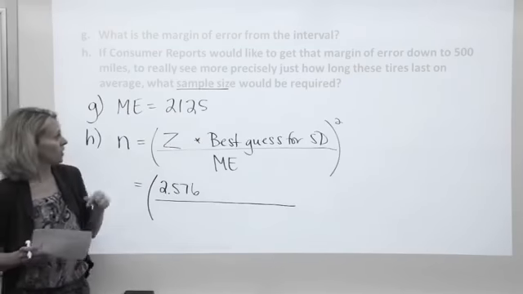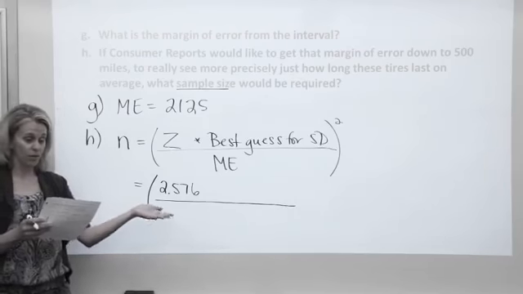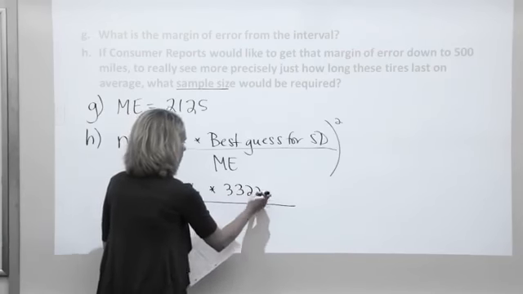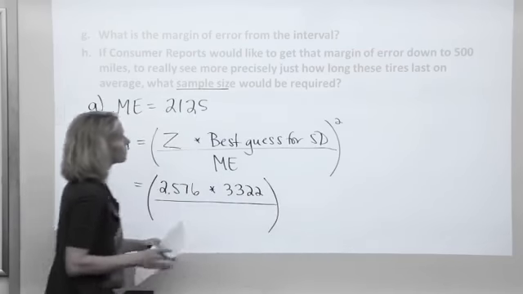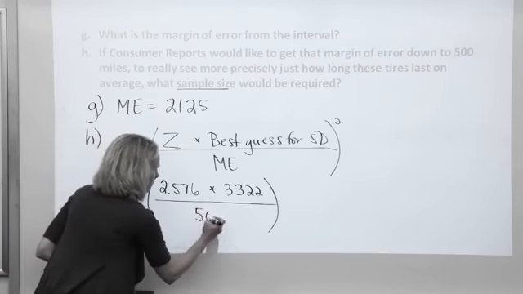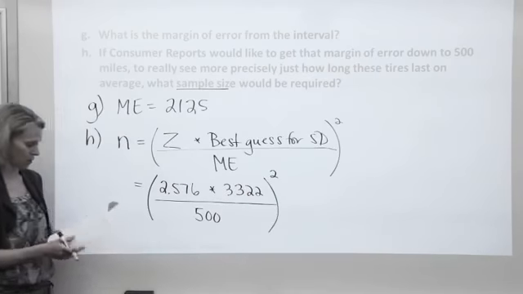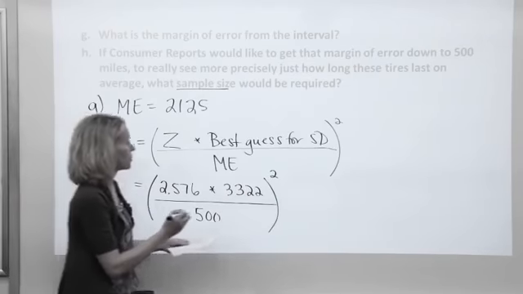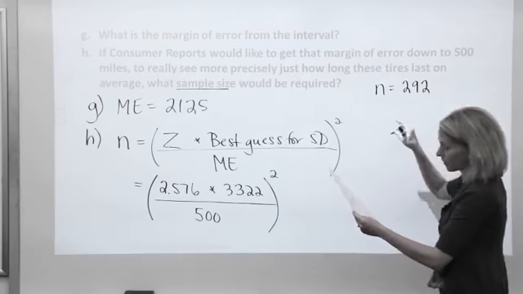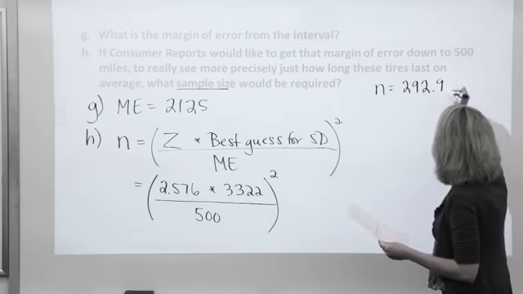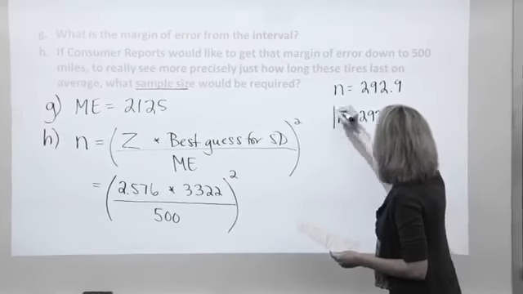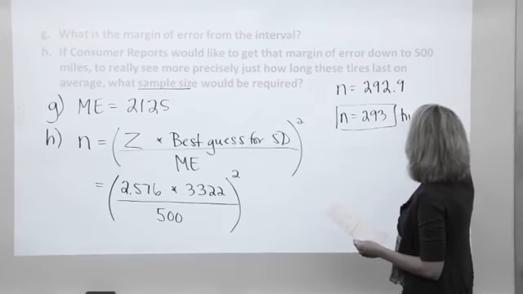This is based on being 99% confident. All right, our best guess for the standard deviation in this one is going to be that sample standard deviation that was given. And the sample standard deviation was 3,322. And then for margin of error, we'd like to get the margin of error now to only be 500. And we'll square that entire thing there. If you simplify this, we get that n is 292.9. Regardless of what this is, you always round this up. And so we would need to sample 293 tires.